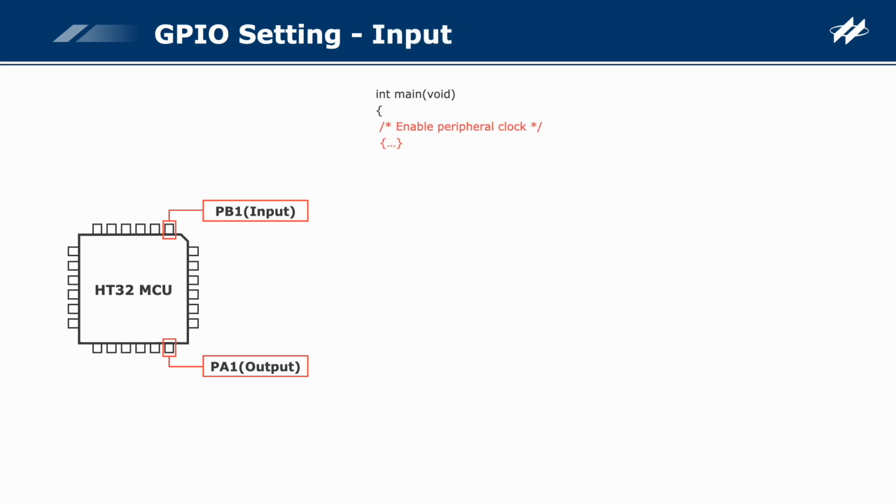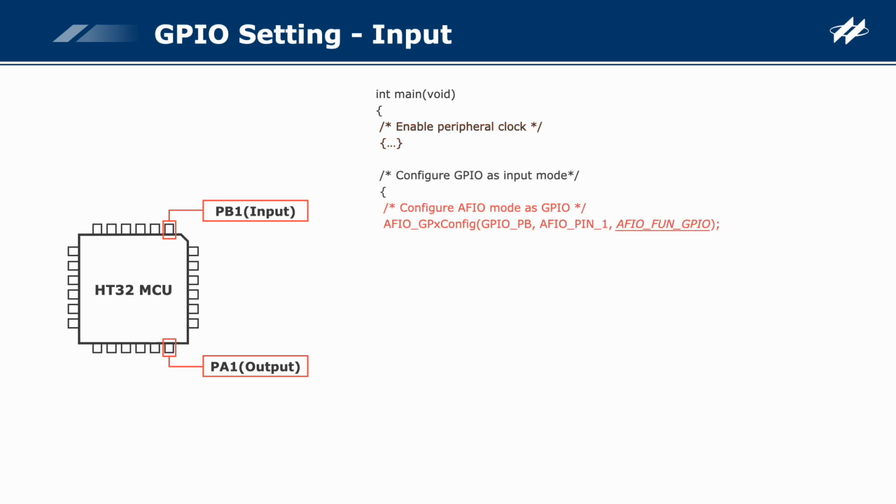Then, configure PB1 as an input. First, configure the pin alternate function to GPIO using the AFIO GPx configuration function. The first and second parameters are the GPIO port and pin number. The third parameter is modified according to the alternative functions of different peripherals. If GPIO is used, this parameter is written with AFIO_FUN_GPIO to switch the AFIO mode to GPIO.